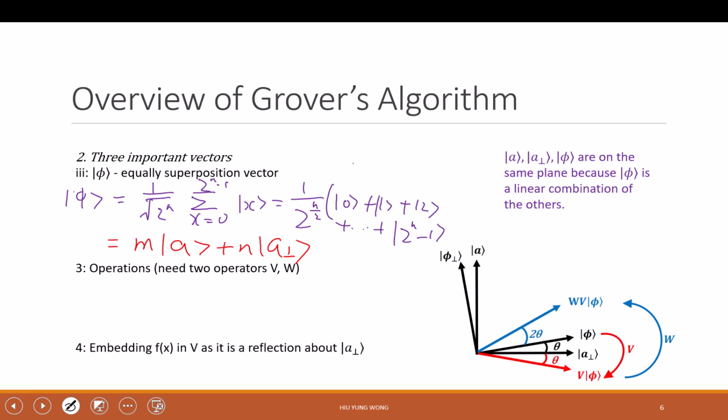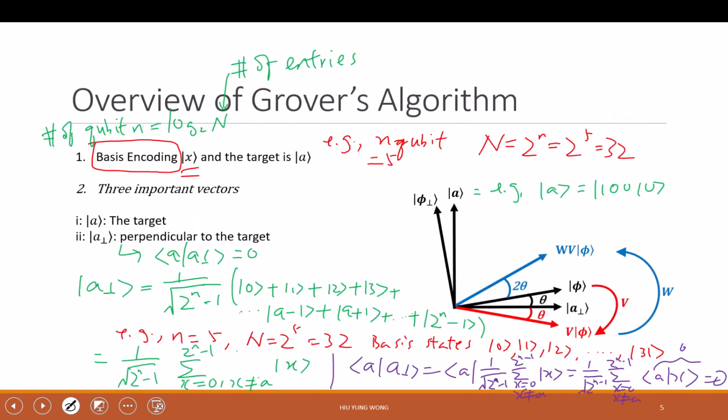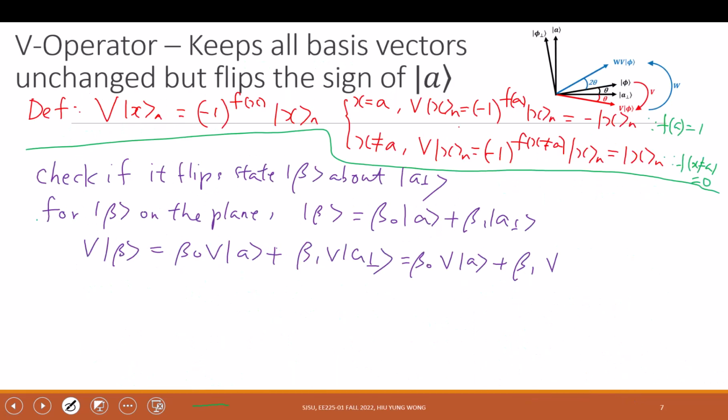If you go back to here, it is 1 over square root of 2 to the power n minus 1, and then the sum over all the basis states, right? So it is 1 over square root of 2 to the power n minus 1, sum over x equal to 0, x not equal to A, 2 to the power n minus 1, and then x. Are you okay with this? This is A perpendicular. This is all basis states except when x equals A, right? Okay? So I can apply this into it, right?